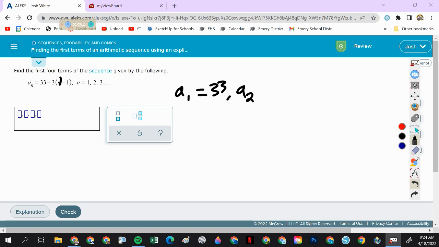Now a sub 2. Plug in 2. 2 minus 1 is 1. 3 times 1 is 3. 33 plus 3 is 36. Now we plug in 3. 3 minus 1 is 2. 3 times 2 is 6. 33 plus 6 is 39. Does that make sense?